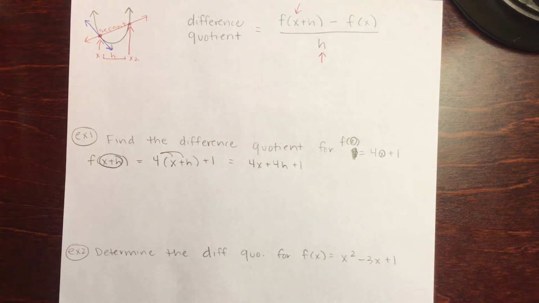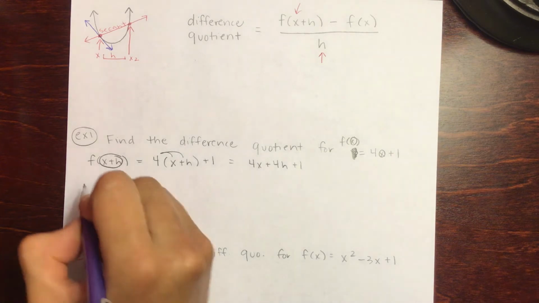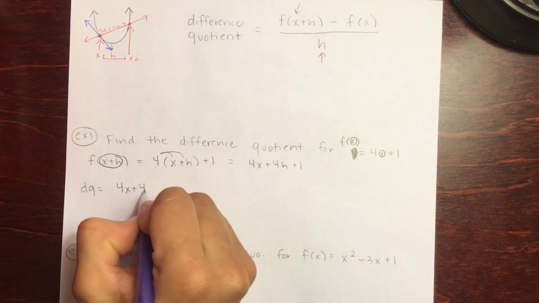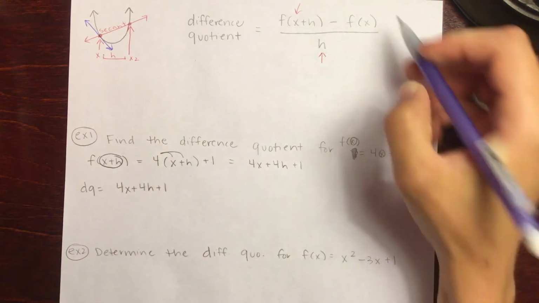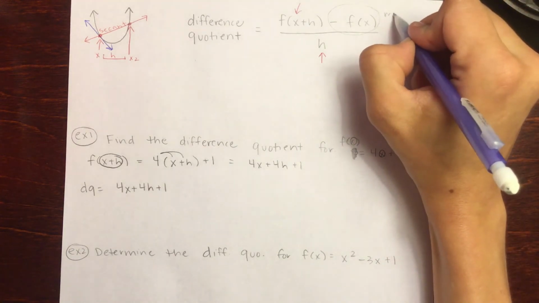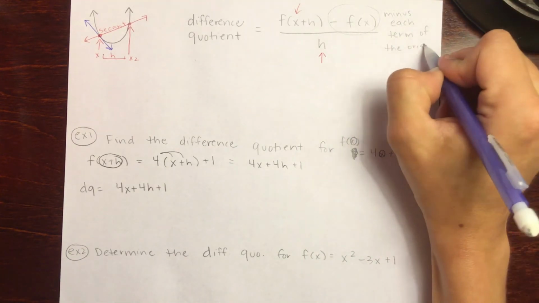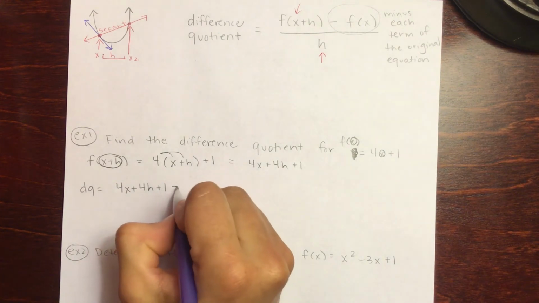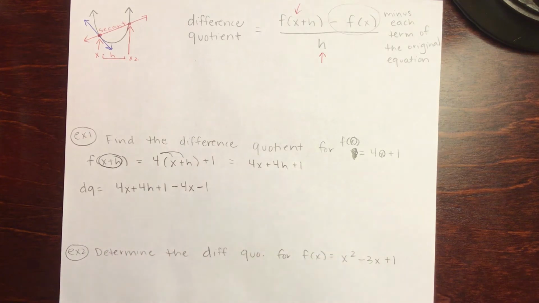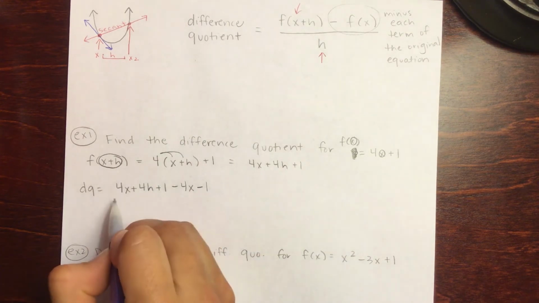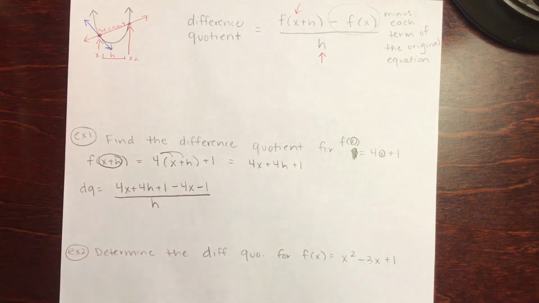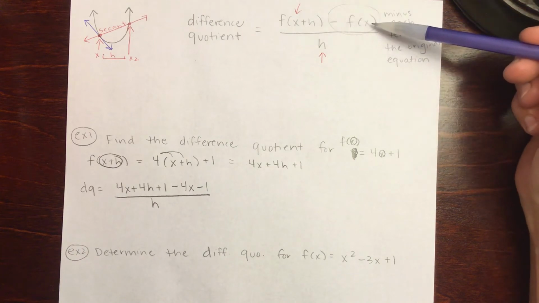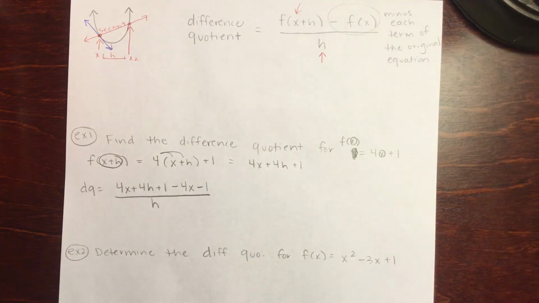Okay, now that we know what f of x plus h is, let's figure out what our difference quotient is. The difference quotient is that f of x plus h value that we just figured out minus each piece, each term of the original equation. So subtract the 4x and subtract the 1, all over h. So take the f of x plus h value that we just figured out, subtract each piece of the original equation, and write it over h.